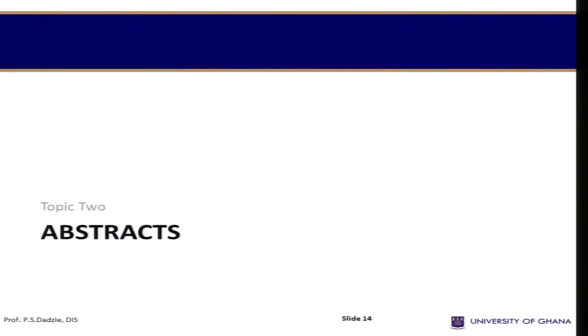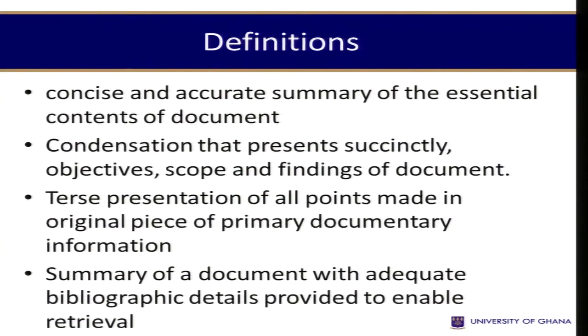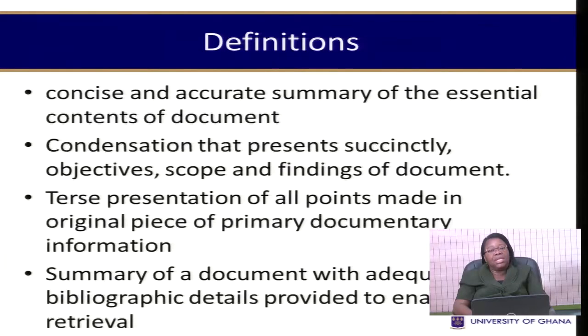Now we'll move on from indexes and look at abstracts. We put the two of them together because they more or less go together. So what are abstracts? Abstracts are concise and accurate summary of the essential contents of a document. They condense and present information succinctly, giving us the objectives, the scope, the findings of the document.